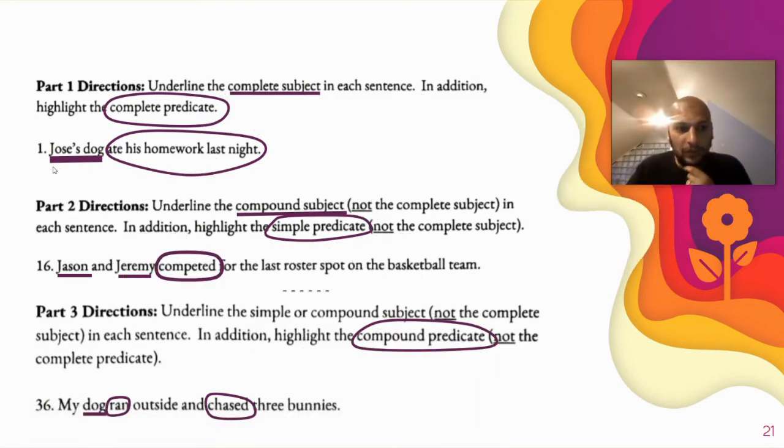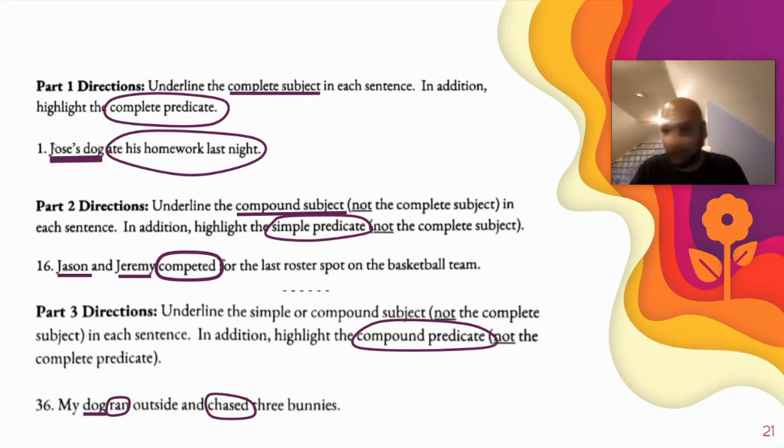So for Jose's dog ate his homework last night. Jose's dog, that is our complete subject. It includes the subject itself, which is the dog. The dog is doing the action since it ate. And it is Jose's, which is a possessive noun as the beginning of our sentence, telling us whose dog this is. So that's our complete subject.